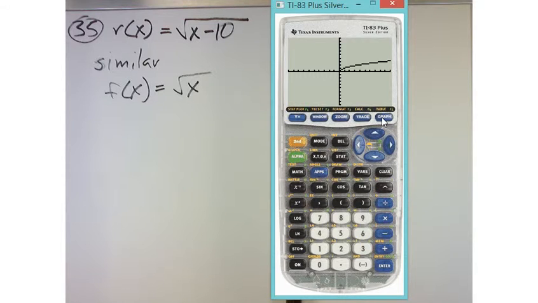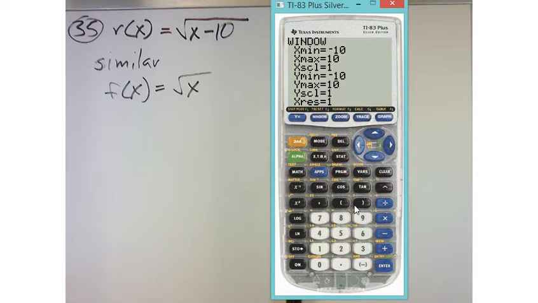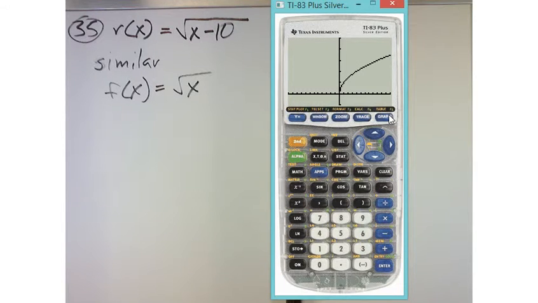So now when I plug in, I'm going to change the window. I know I'm going to need to. And I'm going to zoom in a little bit. I think -1 to 5 will be fine. So that's what the square root function looks like. I changed the window a little bit. This is the basic square root function.